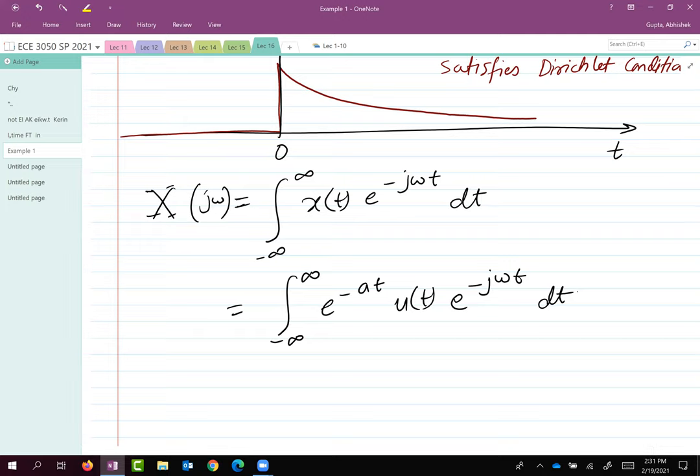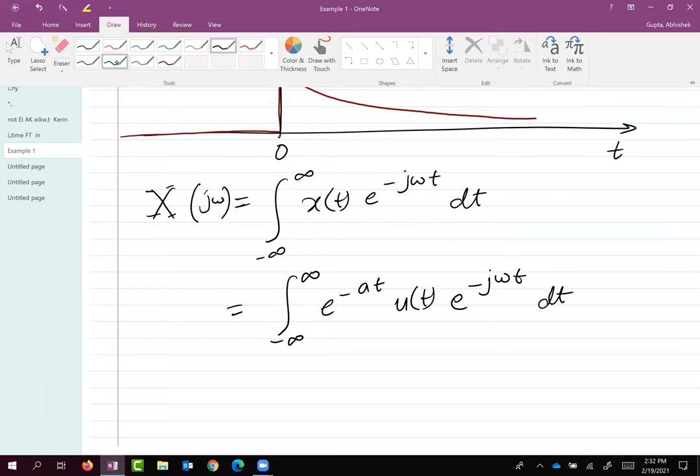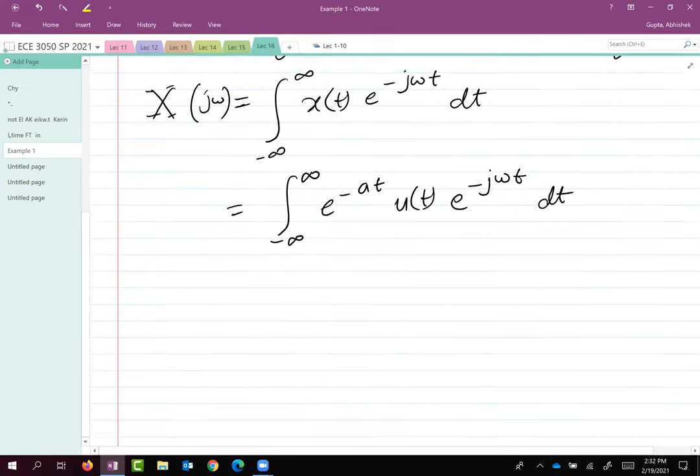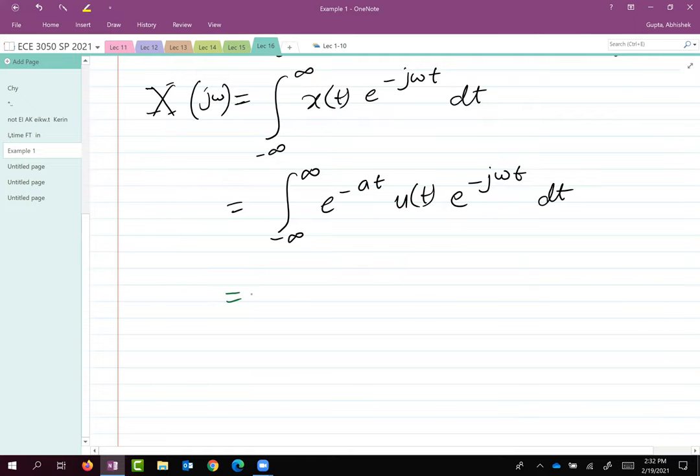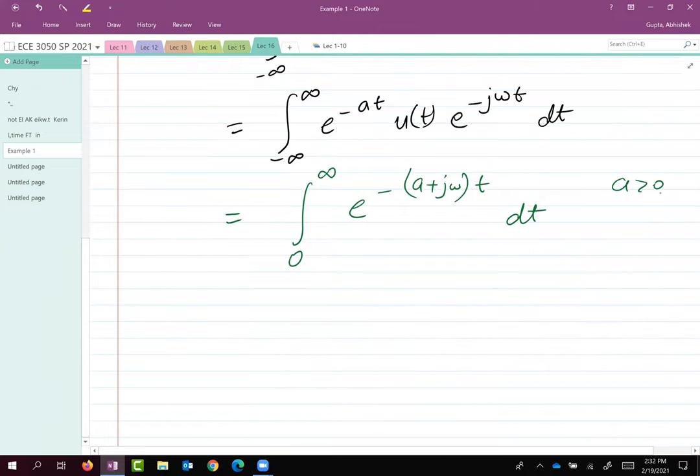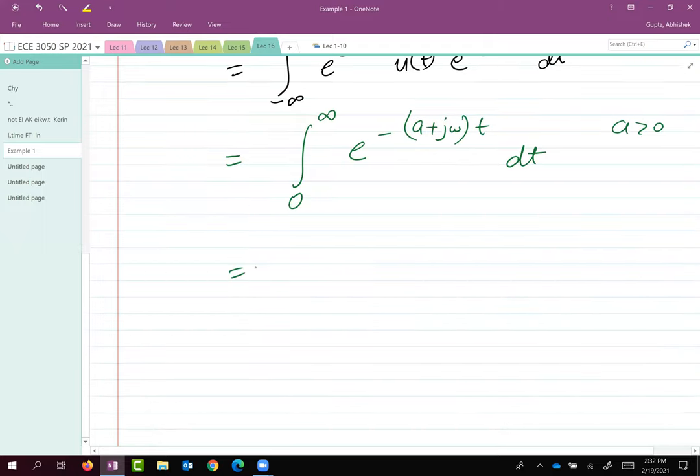Now what do I do? How do I compute the Fourier transform of this particular signal? You can combine the exponentials. Right, I can combine the exponentials. I have u(t), which is zero when t is less than zero. So I can go from zero to infinity, e raised to minus (a plus j omega) t dt. This looks manageable, not that difficult. Remember that a is positive.